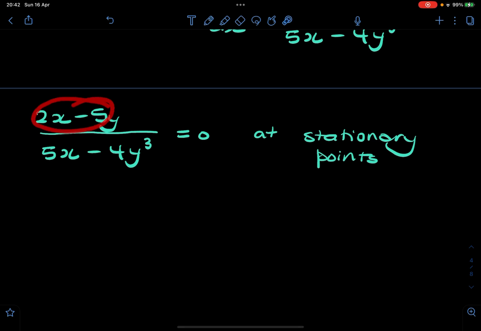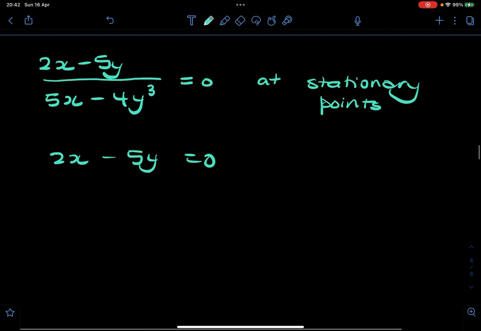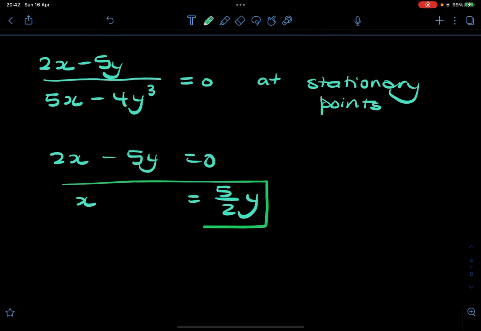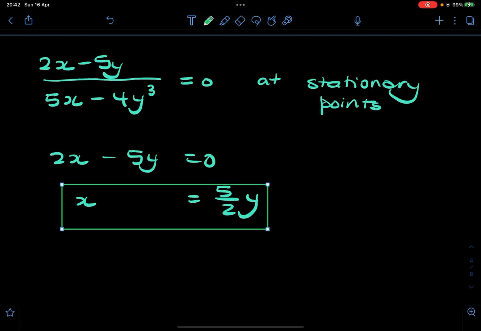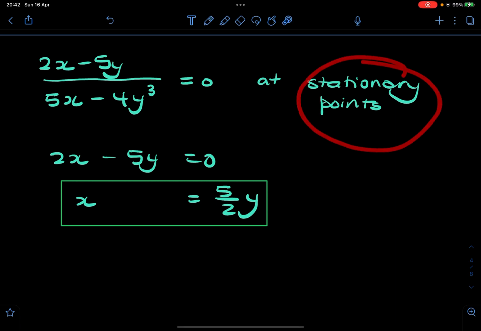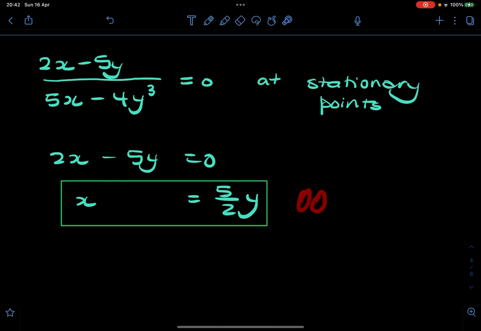Now, when you have something divided by something equals to 0, the numerator has to be equal to 0. That's the only way to get the result 0. So 2x minus 5y equals 0. So x equals 5 over 2y. So that's my first achievement. I've managed to find x in terms of y. Now, that still hasn't found the stationary points for me. So we're still only slightly closer to the solution.